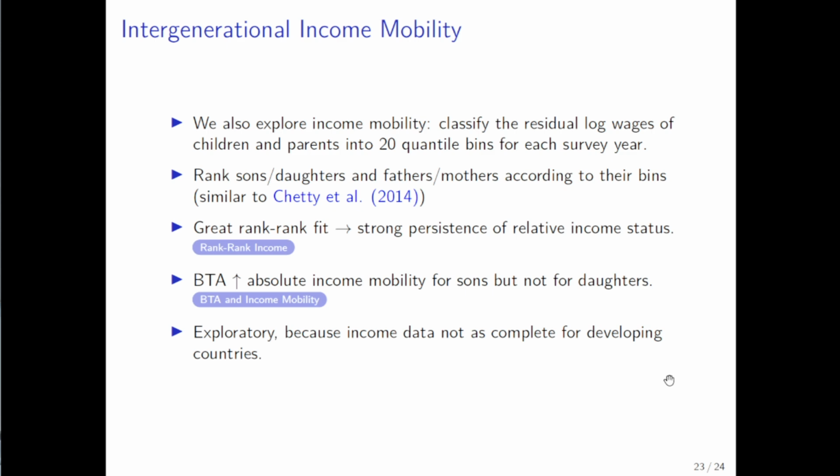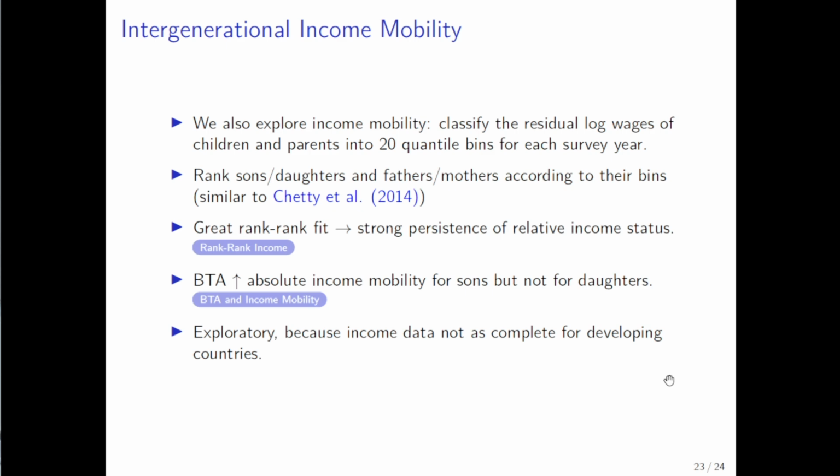We did occupational mobility. Income mobility, the data are not that great because agricultural wage data are not very good. So this is just exploratory. We do see an increase in absolute income mobility for sons, but not for daughters. That can be explained by a number of things. We don't have a clear answer to that. It could just be that they reduce their work hours after getting this better job, or it could just be gender discrimination. It could be a bunch of other reasons. But we really don't have much data on that.